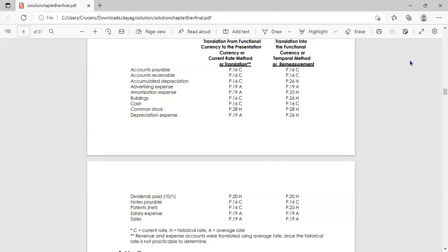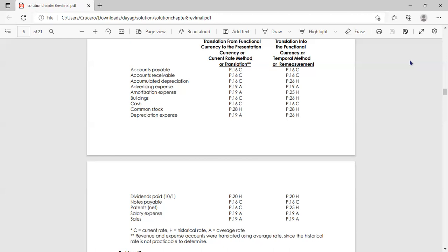Next is salary expense. For expenses, again, we are going to use the average during the period, either under method 1 or under method number 2. Under your income statement, expenses are included. Under methods 1 or 2, we use average rates. So for salary expense, 0.19 average, and the same with method 2.